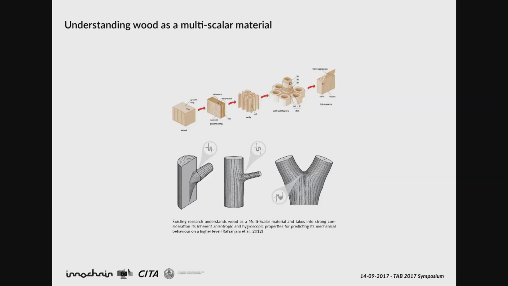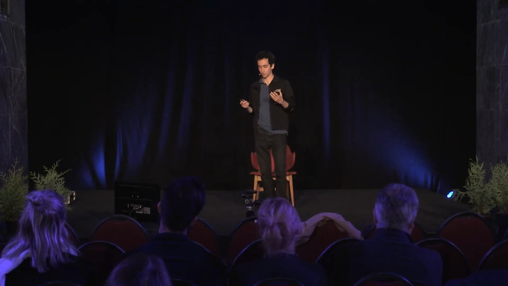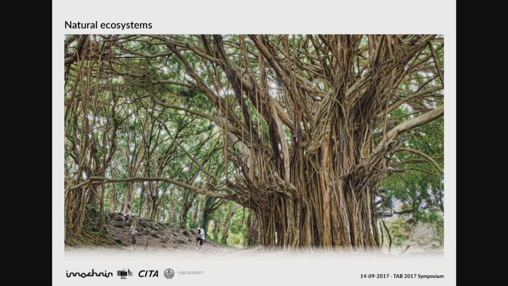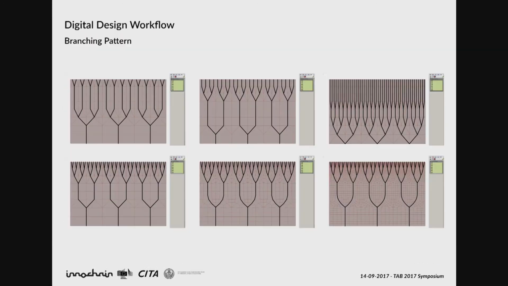Wood itself is a multiscalar material, because if you think about it, the single fibers have an impact on how the structure will grow. So we looked at different natural ecosystems that offer many different spatial qualities. For example, this tree located in Hawaii: the branches don't only split, but sometimes they can merge together again. This was quite an inspiration for the project.